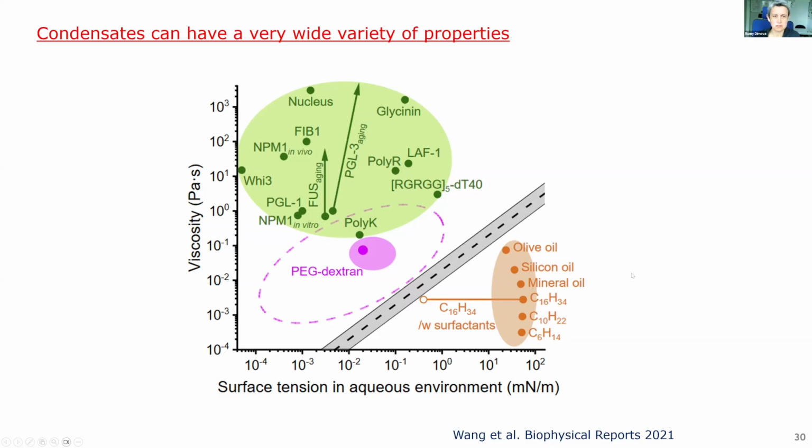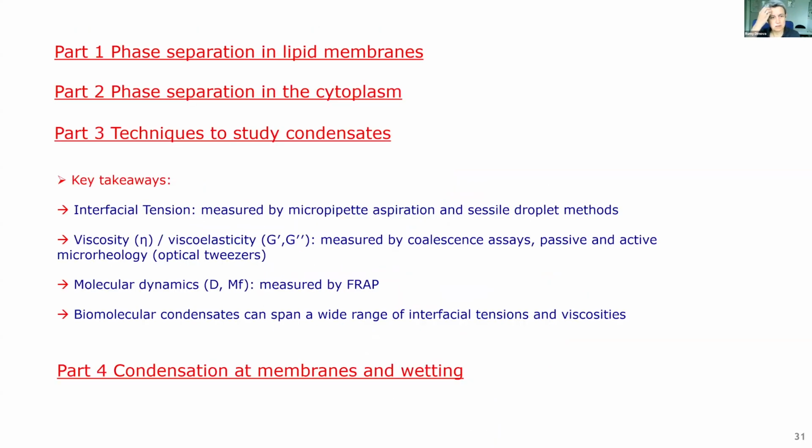So it's good to know where you are so that you know what to expect in terms of the dynamics of these condensates. The key takeaways: interfacial tension can be measured with pipettes or with the sessile drop method. Viscosity can be assessed from coalescence or microrheology. And you can learn about dynamics with FRAP.